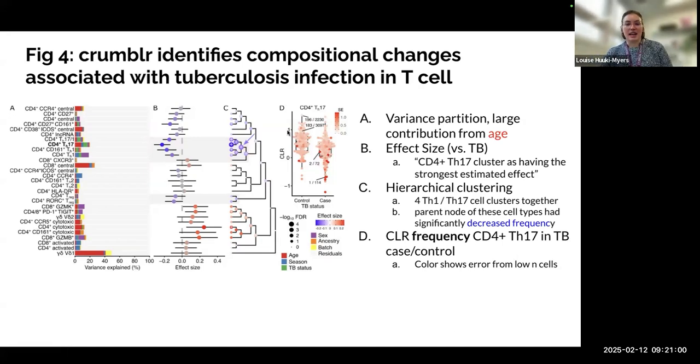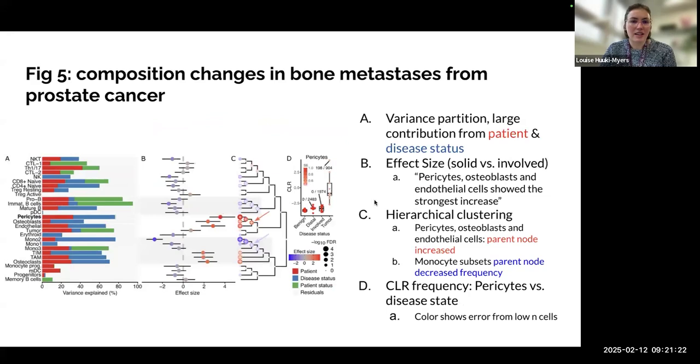And then in D, we can show the same modeling that we did last time, but instead of a continuous variable, we have a categorical variable of case control. And again, color showing the error. So these red ones are some of the higher error cell types or measurements. And then figure 5, again, kind of the same story. So we're getting good at reading these plots.